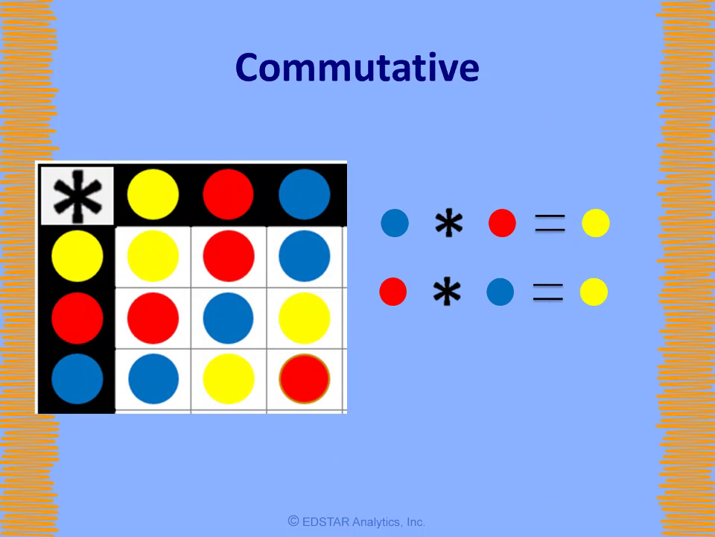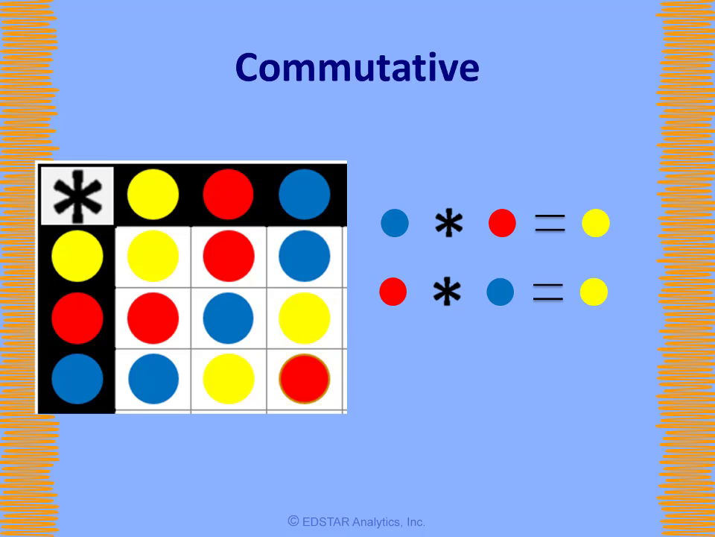We read a Cayley table as left star top. So the left element is always first and the top element is always second. If we look at this example, blue star red equals yellow. But with this particular binary operation, red star blue also equals yellow. This is because the table is commutative.